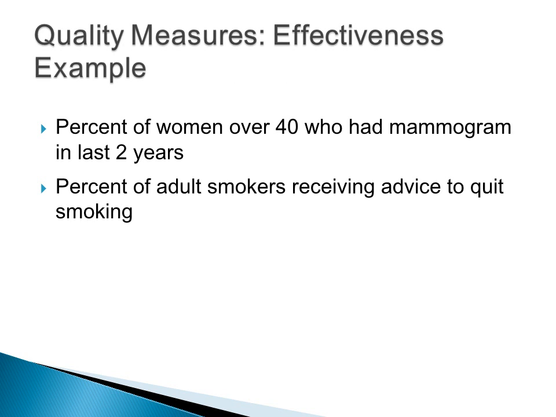Here's a couple of examples of effectiveness measures. These are the percentage of women over 40 who had a mammogram in the last 2 years. This is probably kind of an old number, because they came out with that stuff about being over 50. But that's how we measure how effective the healthcare system is.